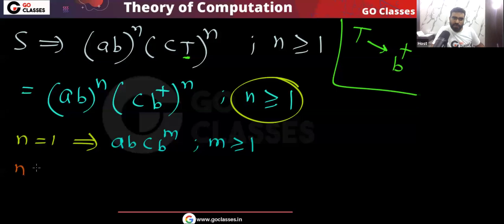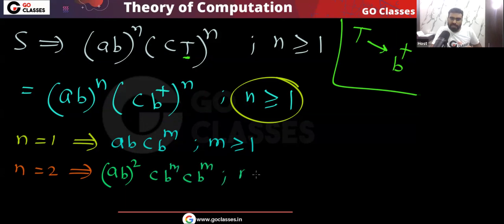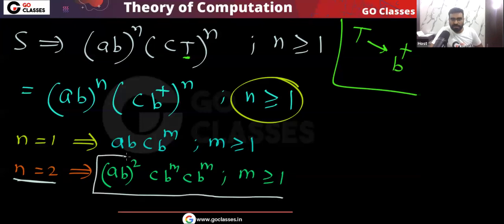Okay, now you tell me, if I put n equal to 2, what I will get? I am putting n equal to 2, so I will get ab power 2. I am putting n equal to 2, so I will get ab power 2 cb plus power 2. Okay, so can I write it like this, that okay, cb power m, cb power m? Is this correct answer? Tell me, where m is greater than equal to 1. Is this answer correct? When you put n equal to 2, will you get this type of strings?